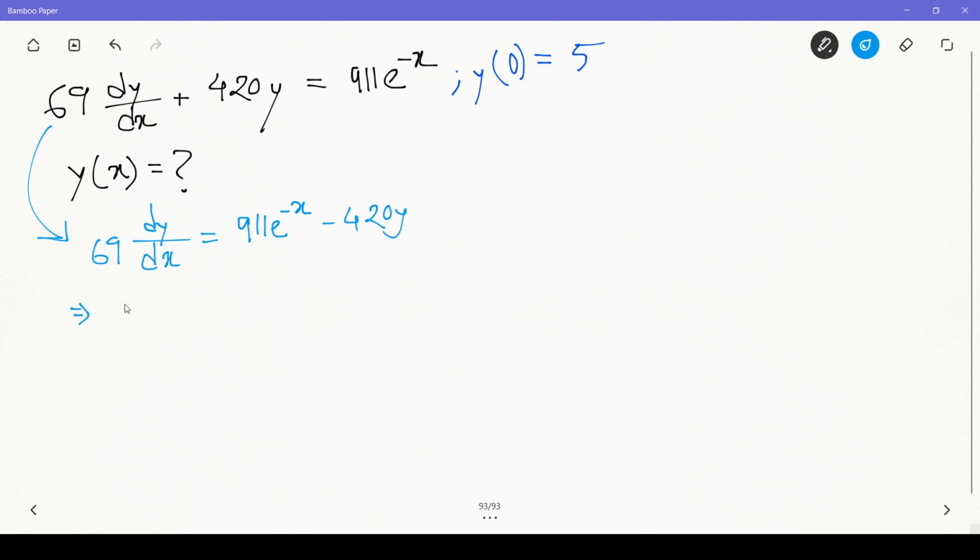And then, since our job is to get only dy/dx on the left, we'll write dy/dx and take the leading coefficient 69 to the bottom of the right hand side. So ultimately we should get dy/dx equals 911 e to the power minus x minus 420y, divided by 69. Very nice. And our initial condition still persists, which is the value of y at x equals 0 is 5.